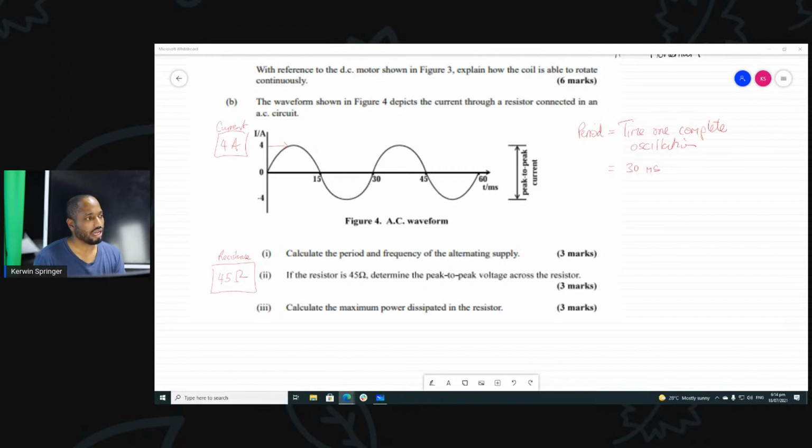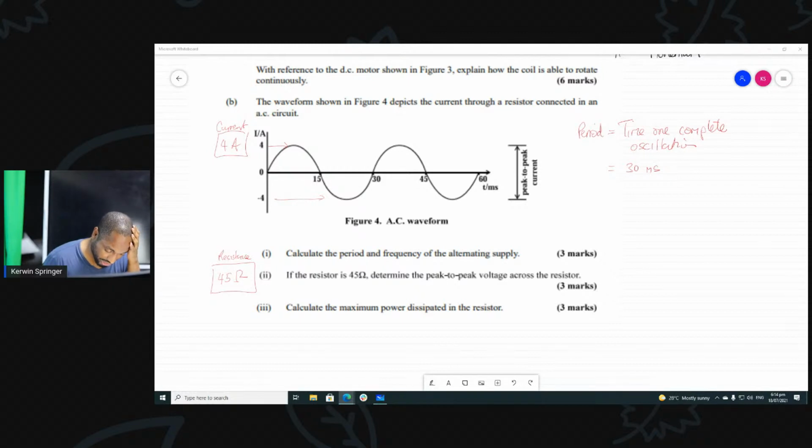Peak to peak RMS voltage, peak to peak voltage. RMS is the root mean squared. Okay, let me go with the grace of God here. So, okay, peak to peak voltage. We want our peak to peak voltage. The RMS voltage is where you use the root 2 thing. You want the peak to peak voltage.